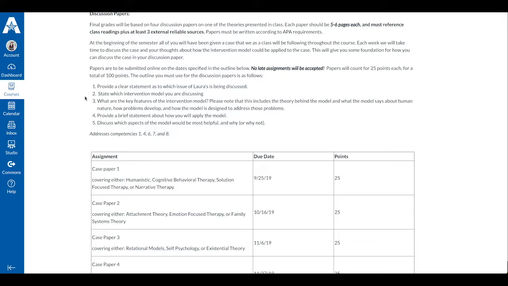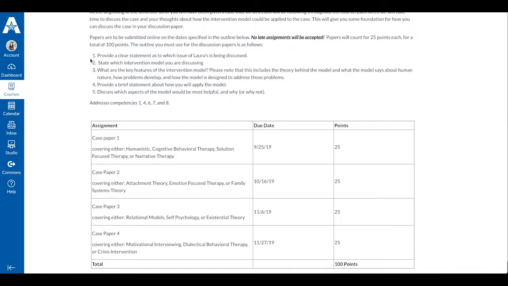Papers are to be submitted online on the date specified below. I do not accept late assignments. So if you look on Canvas, there's a due date specified for each paper in the assignment section, and I will not look at your paper if it's submitted after the due date. Each paper is 25 points each, and then it's a total of 100 points.